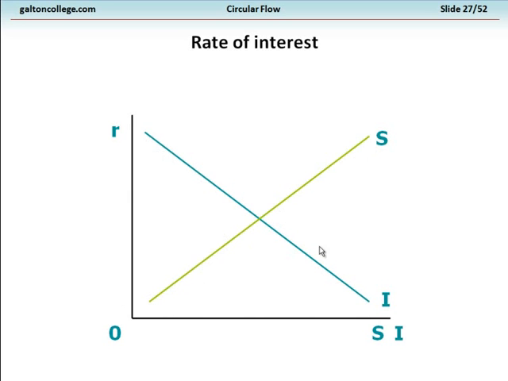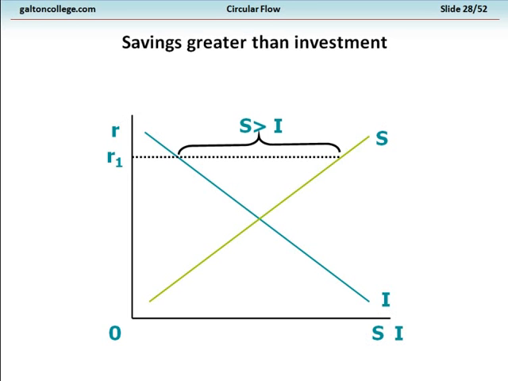So what we've got is a supply and demand diagram. The price of money is here, the rate of interest, and this is the quantity of money, the savings and investment, and the savings, and that's investment. If the rate of interest is, let's say, at R1, whatever that is, it's above the equilibrium, so now we're saving more than we're investing.